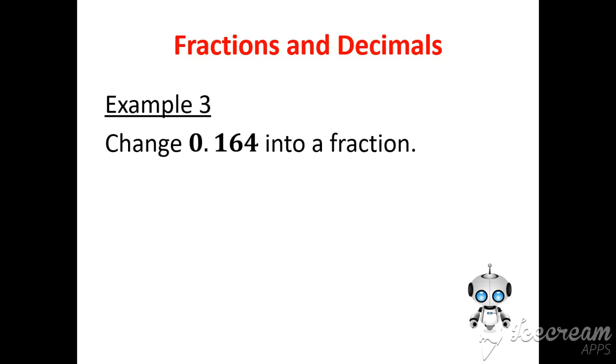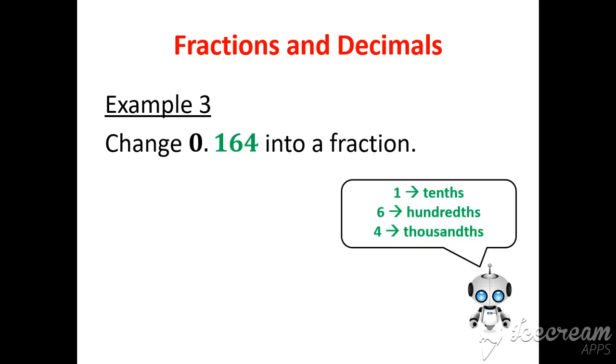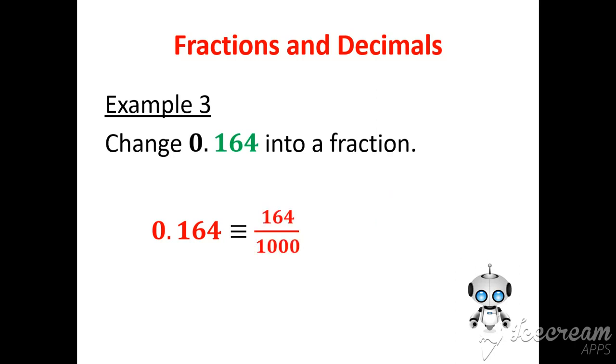All right, how am I going to change 0.164 into a fraction? Well, the 1 is the tenth, the 6 is the hundredth, and the 4 is the thousandths. Tenths, hundredths, thousandths. So what we're going to do is simply write 0.164 as a fraction like this: 164 over 1,000. That's it, 164 over 1,000. That does simplify if you wanted to, but I'd prefer to leave it like that to make it clear. It's 164 over 1,000, 164 thousandths.